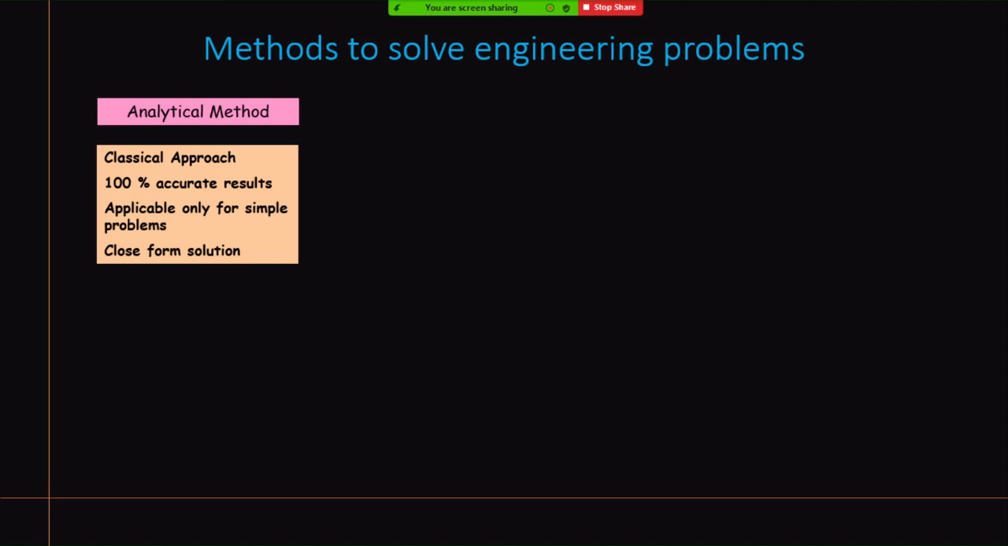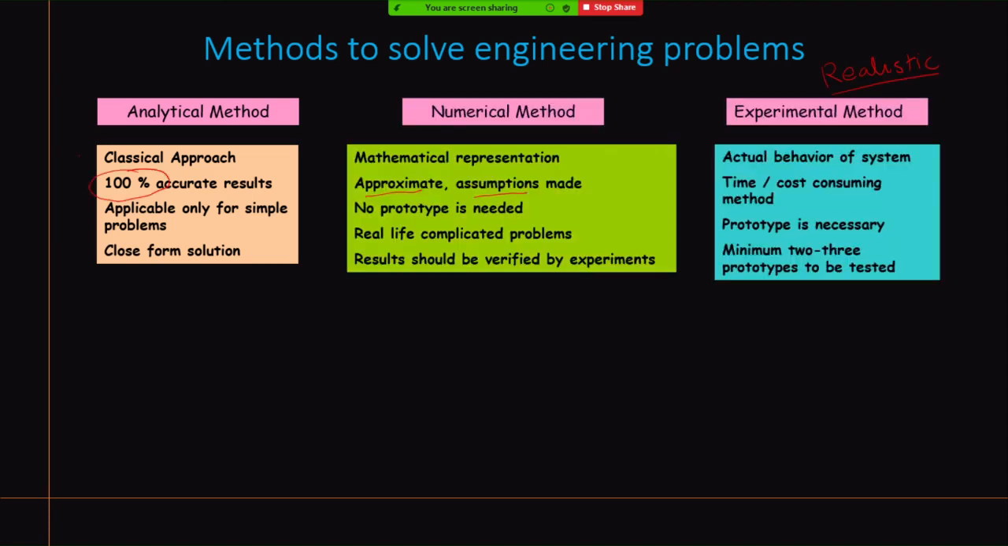Okay. Here it is again started with a certain assumption. It gives 100% results because it is based on some equations. This is an approximate method, and assumptions are made, like it is having some curve, but we are assuming it is a straight line or something. In both the cases you don't need a prototype. In this case a prototype is needed, practical testing is to be done, and a minimum of 2-3 prototypes are to be tested.